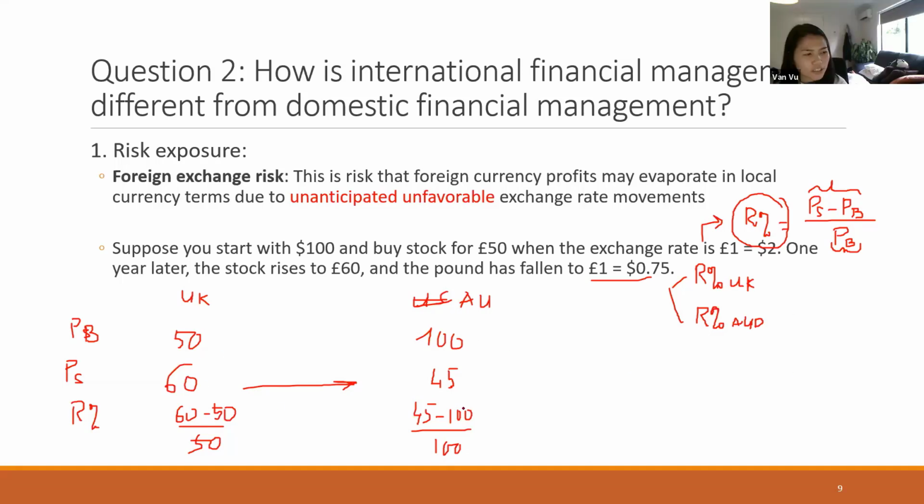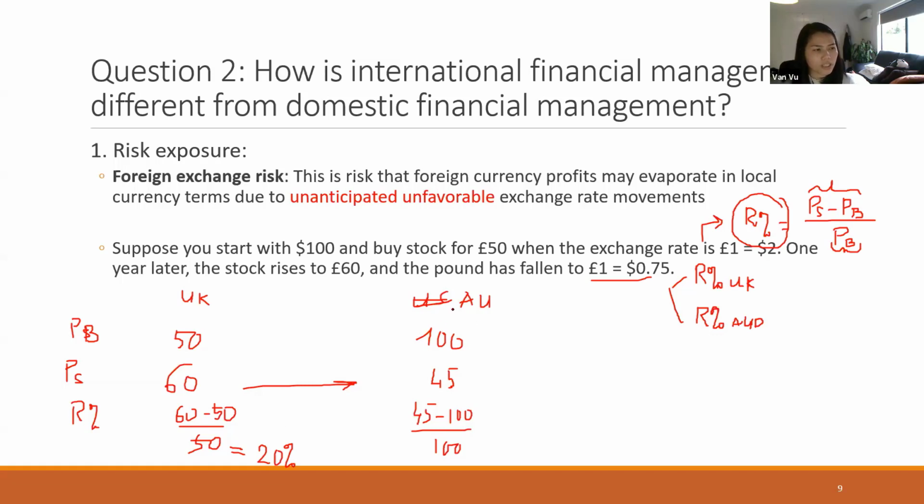So this is the correct calculation for the investment return in two different currencies. If I use the pounds to compute my investment returns, we will find that we have a capital gain of 20%, which is the difference between 60 and 50 divided by 50. So on the face of it, it looks like we have made a very good investment that yields 20% returns per year.